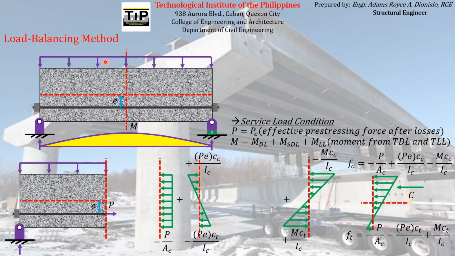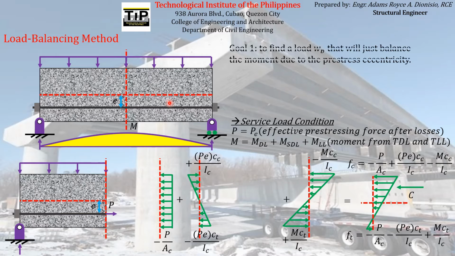So now, in the case of load balancing method, just to start the formulation of the formulas underlying the load balancing method, we have a goal. Actually, we have two goals here. And the first goal is this. Goal number one in load balancing method: we have to find a load W sub B, which is the balanced load that we are talking about here, that will just balance the moment due to the pre-stress eccentricity.